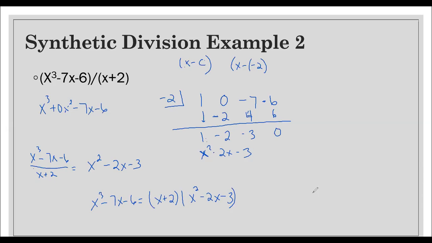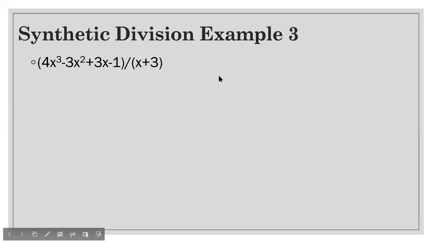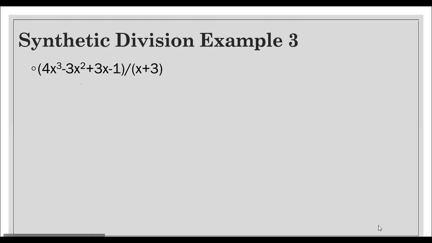And I think I have one more example for us to take a look at. Yes. Okay. So here, again, we want to check. We have cubed, squared, 1, so we're good with our variables. We have x plus 3, so we're going to change that sign; x minus c would be like x minus negative 3. So we're going to put negative 3 here. And then we have 4, negative 3, 3, negative 1.